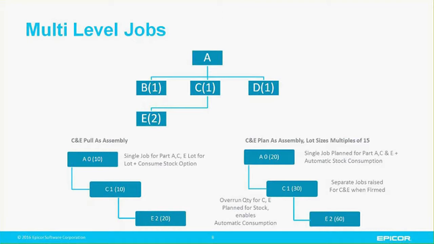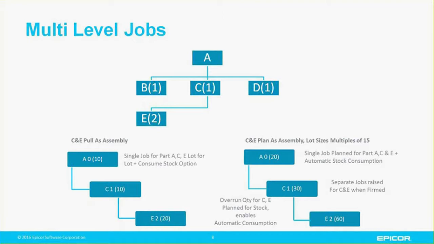The MRP II process will not take into account any stock of C and E unless a flag is set on the planning parameters for this automatic consumption. C and E will be released to manufacturing as part of the same job as part A. The job traveller for the job will produce a separate sheet for each sub-assembly.